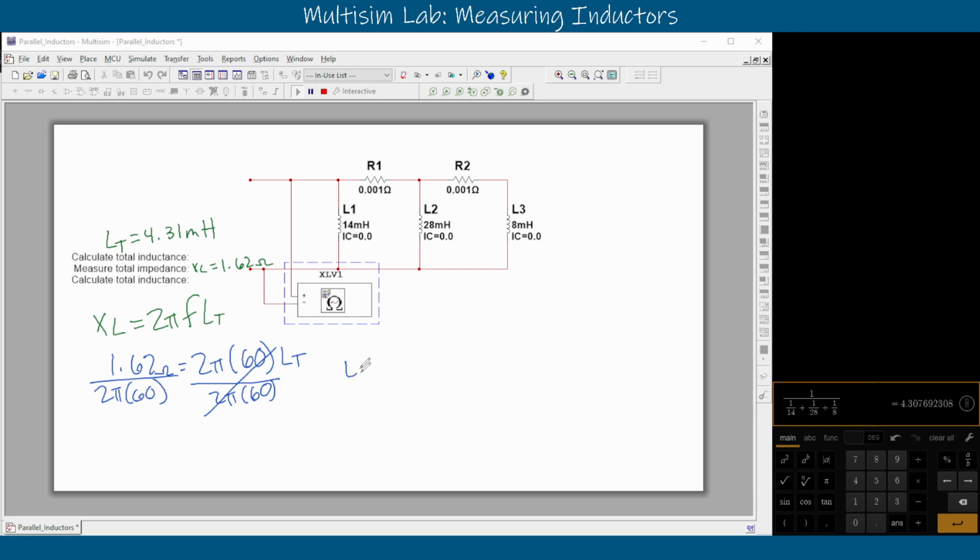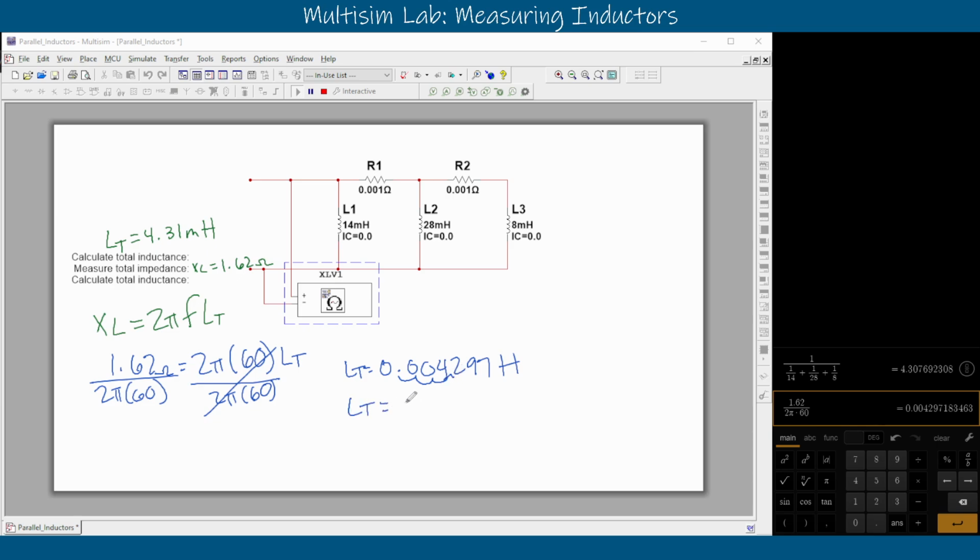And so then we can say that LT is equal to, and we'll solve for that. We'll send this out so that we have 1.62 divided by 2 pi times 60. We get that small number out, so we'll write that in here. We have 0.004297, and that is in henries now. So we want to move that into millihenries so we can match it. So we'll move it 1, 2, 3 back, and we see that we have an LT value equal to 4.3 millihenries. All right, let me know if you have more questions.